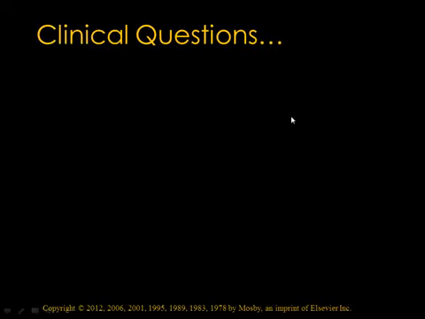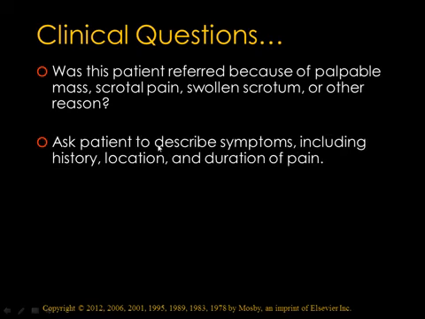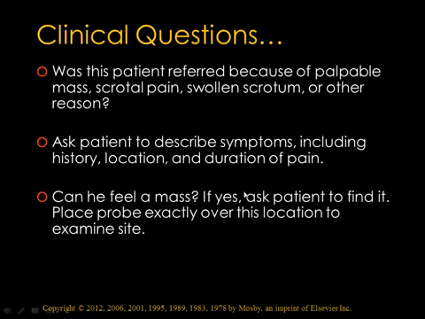Before scanning the patient, it's important to determine the clinical findings. Why was the patient referred? Is it due to a palpable mass, scrotal pain, swollen scrotum, or another reason? Ask the patient to describe symptoms, including history, location, and duration of pain. Also ask the patient if he can feel a mass. If yes, then tell him to find the lump. Place the probe exactly over the location to examine the site.